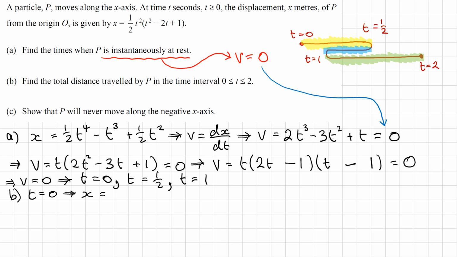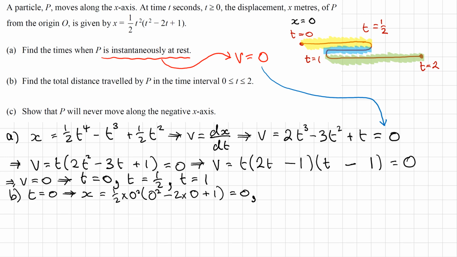So if we do that, that will be a half times 0 squared, and in brackets 0 squared minus 2 times 0 plus 1. Now anything times by 0 is 0, so its position is 0. Okay, so at this point its position is 0.